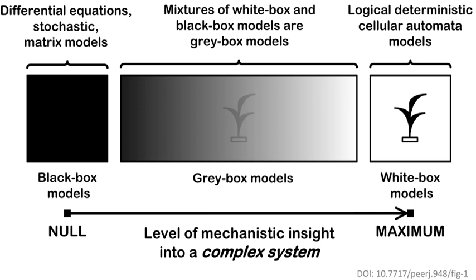A white box, glass box, clear box, or open box is a subsystem whose internals can be viewed but usually not altered. Having access to the subsystem internals in general makes the subsystem easier to understand but also easier to hack. For example, if a programmer can examine source code, weaknesses in an algorithm are much easier to discover.